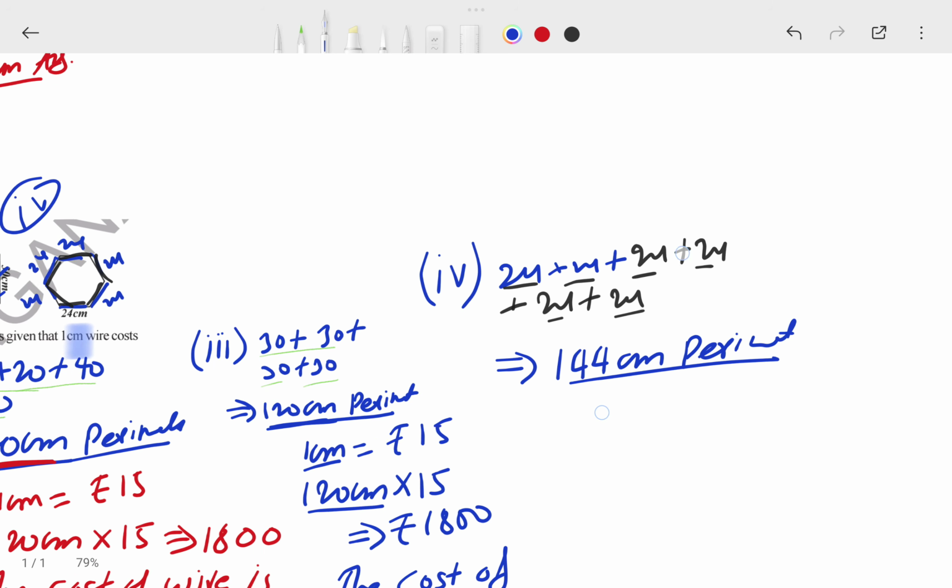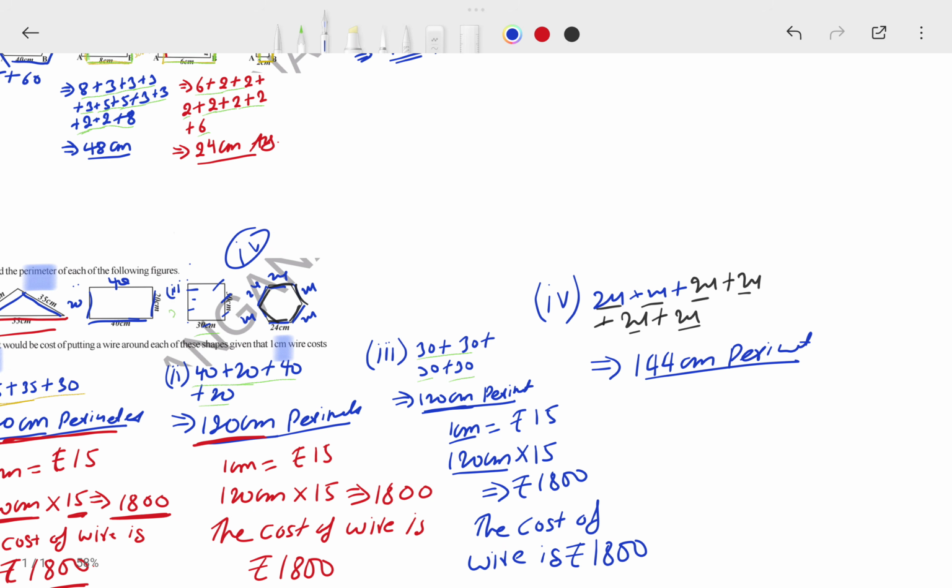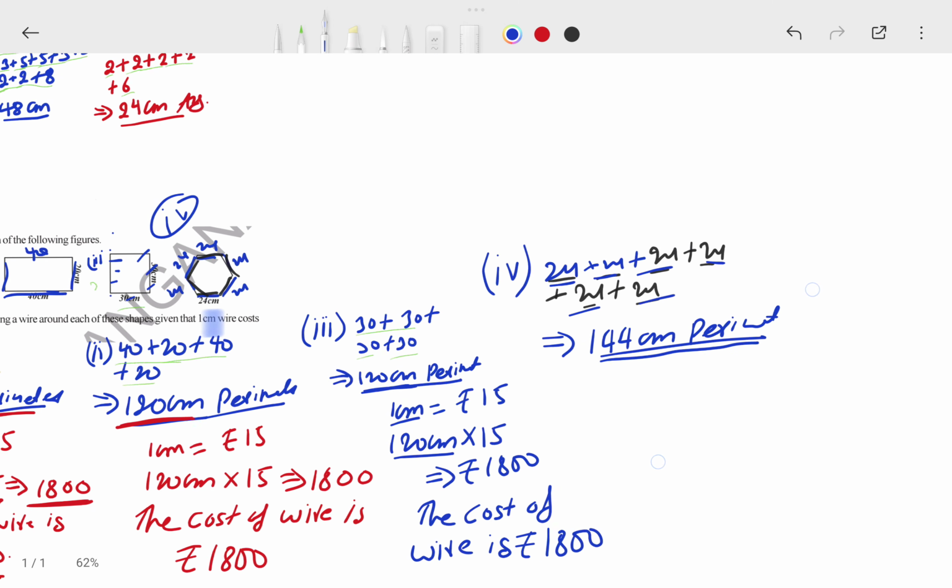Okay, this is our perimeter. So generally what happens, if you add this, 24, 24, 24, 24, 24, 24, if you add, the answer is 144 centimeters only. Okay, so now we have to see, if you put buyer on this, then what will be the cost of putting the buyer.